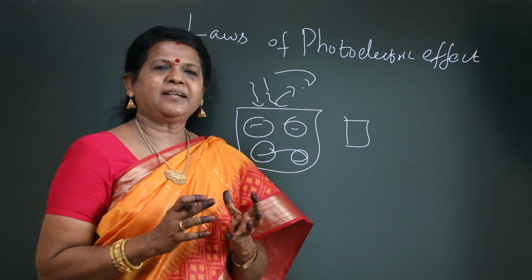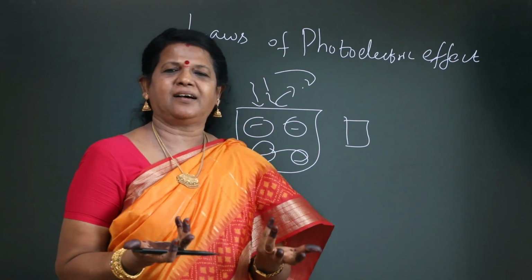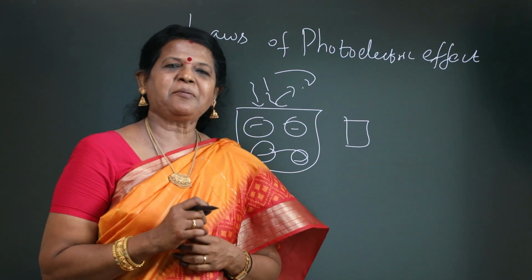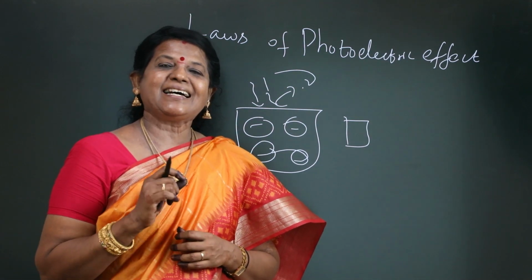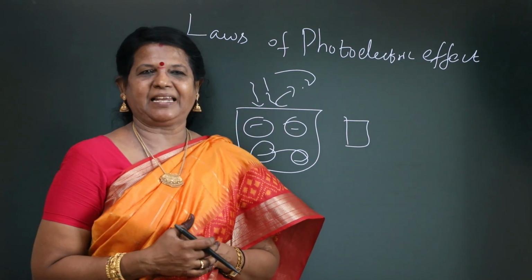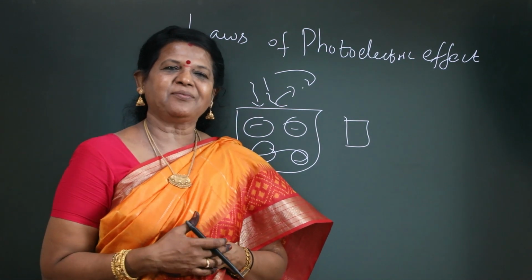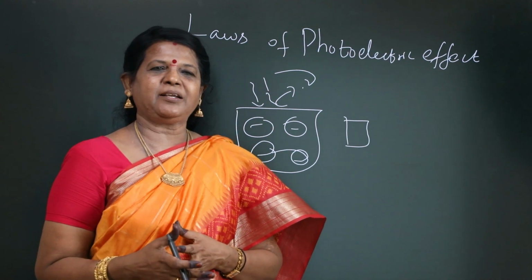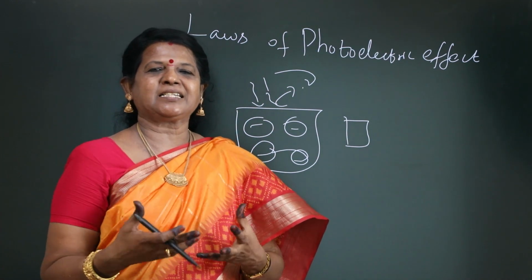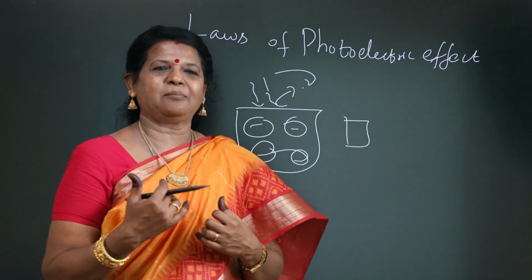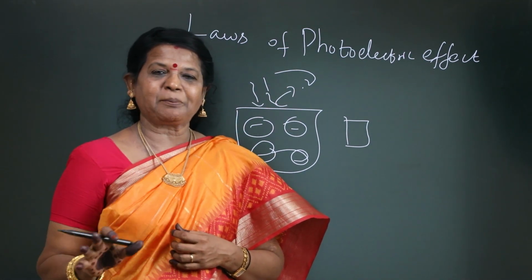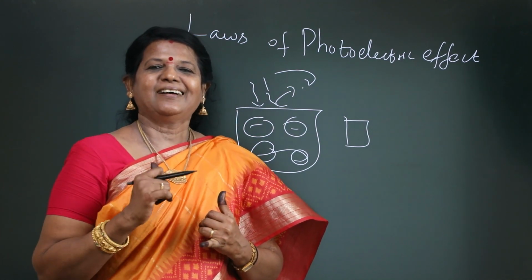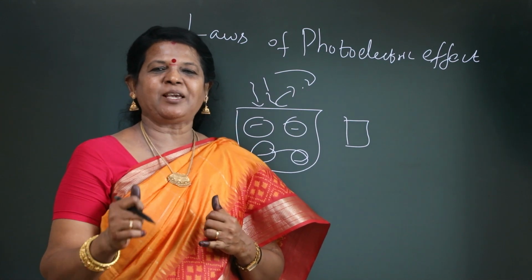But this has not happened in the experimental results. The experiments show that the maximum kinetic energy of the photoelectrons emitted does not depend on the intensity of the incident light. On the basis of wave theory, there should be a relationship: more intensity would mean more maximum kinetic energy. But it is not observed in practical cases. So this is the first failure observed in explaining the photoelectric effect on the basis of the wave theory of light.